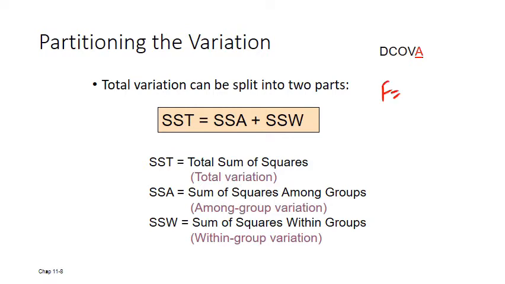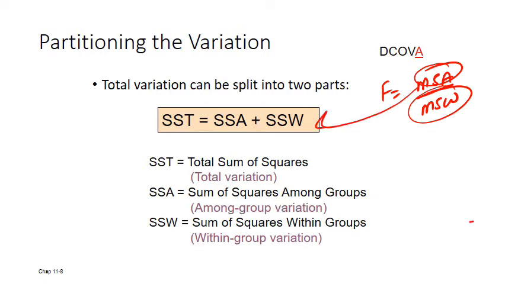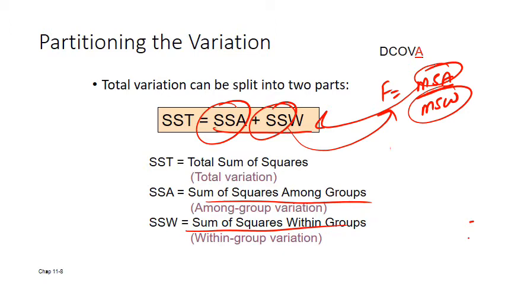This is the part of the formula. As I said, we apply the F-test, and F-test equals MSA over MSW. What is MSA and what is MSW? They are coming from this formula. SST is the total sum of squares, SSA is the sum of squares among groups, and SSW is the sum of squares within groups. So SST equals SSA plus SSW, and we further use SSA and SSW to calculate the F-stat.